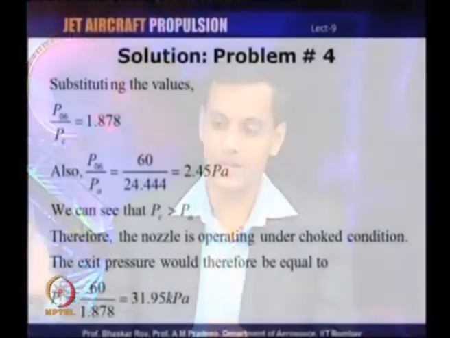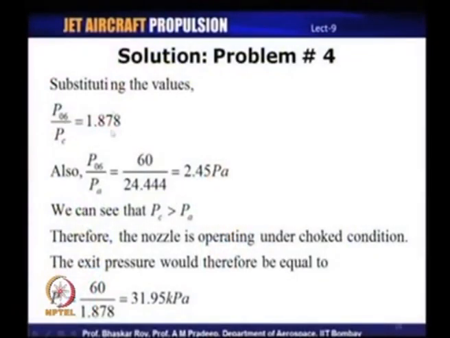And once we find out whether it is choking or not, then the exit pressure is equal to the choking pressure, which will be equal to the inlet pressure divided by the pressure ratio, 60 divided by 1.878, that is 31.95 kilopascals. So, the nozzle exit pressure can be calculated from this expression, which is basically equal to the critical pressure, that is P06, 60 kilopascal divided by 1.878, 31.95 kilopascals.